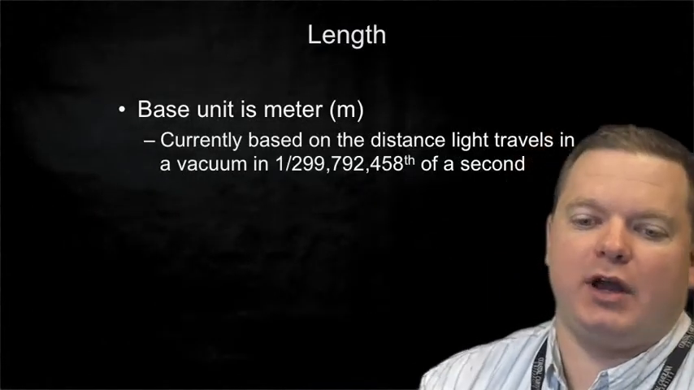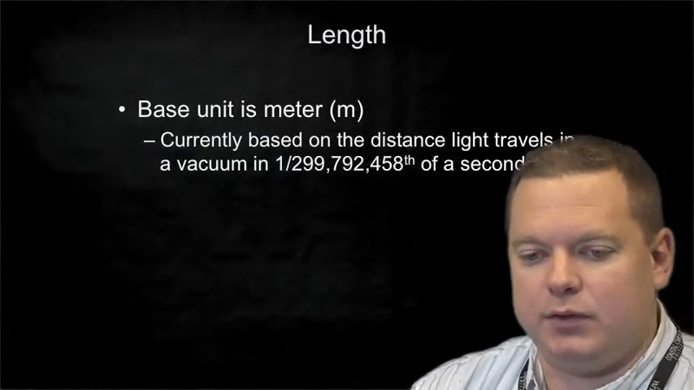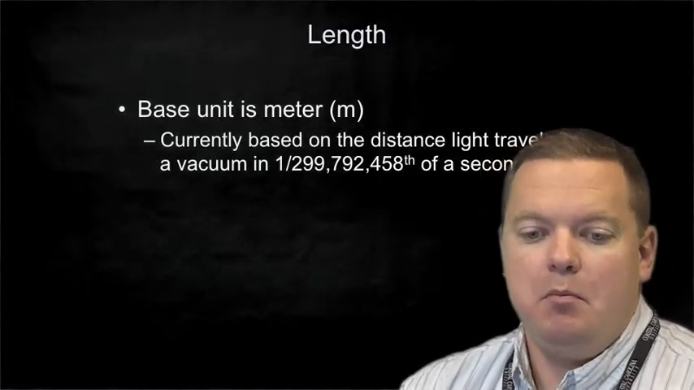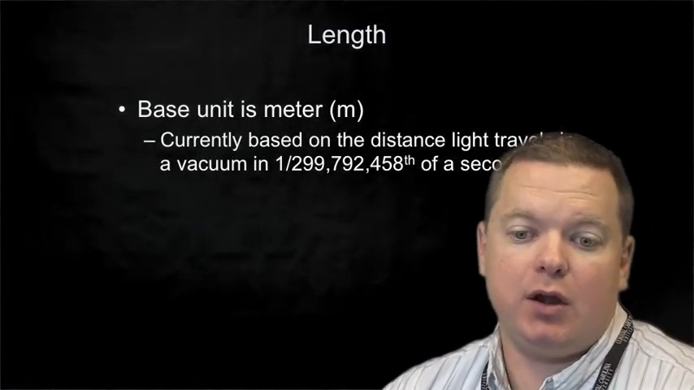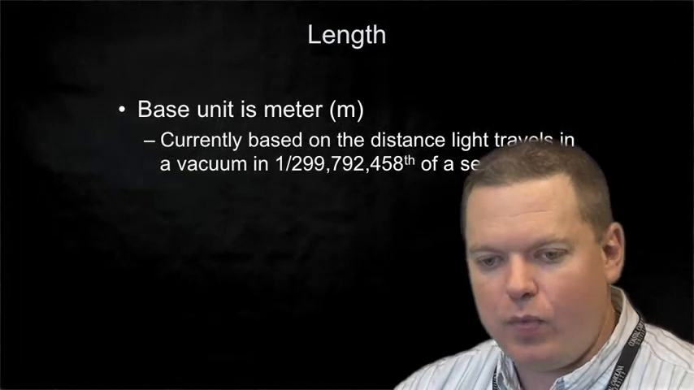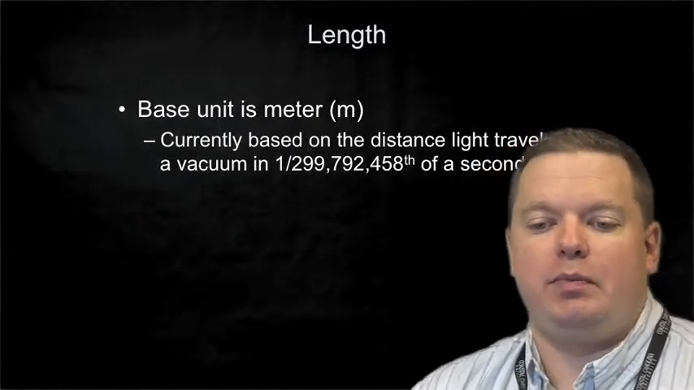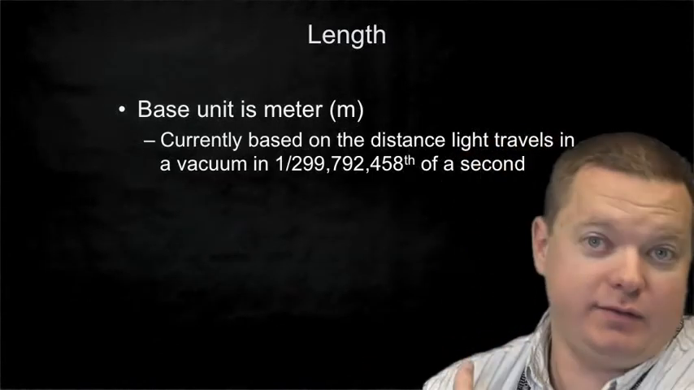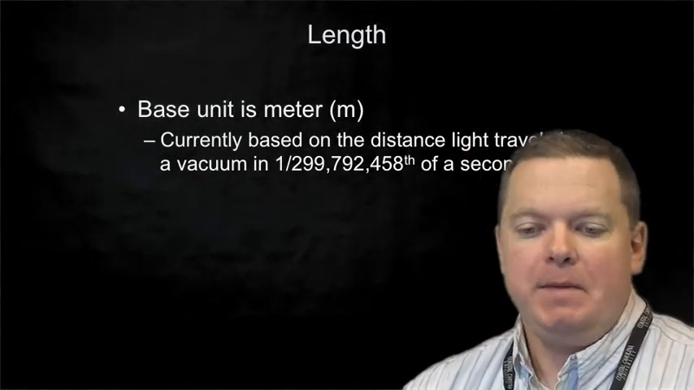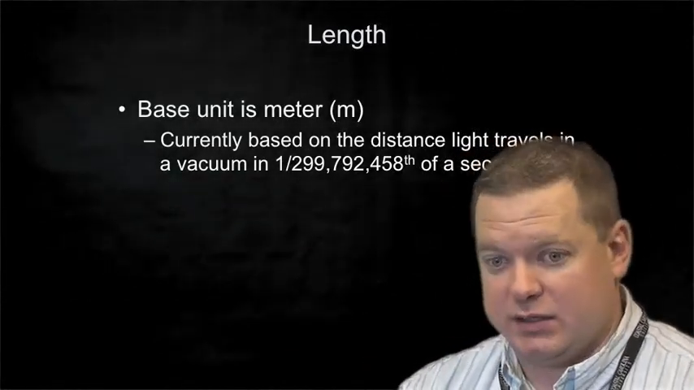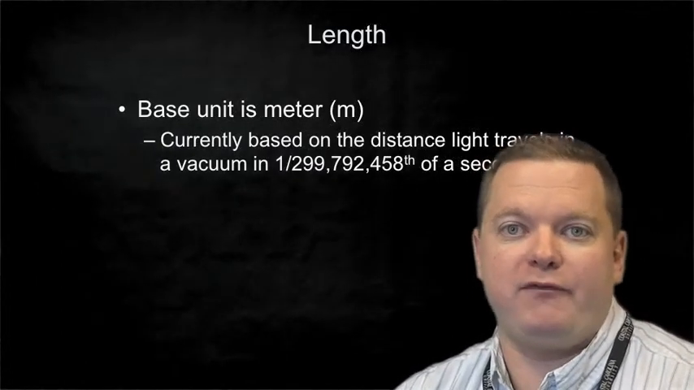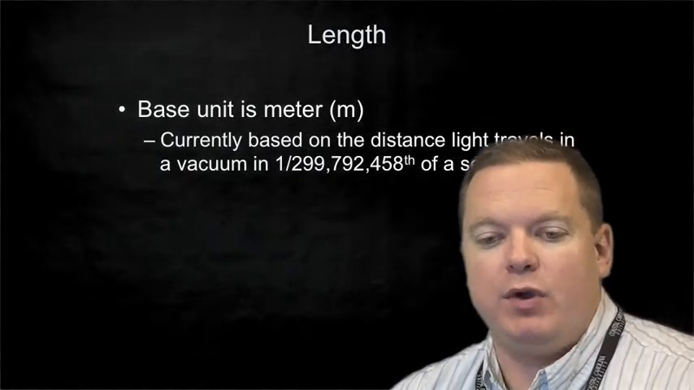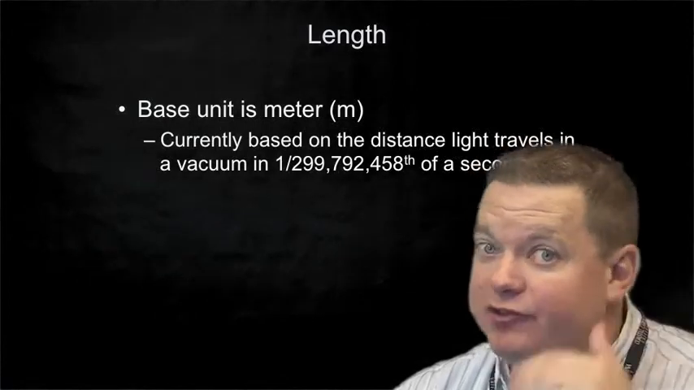The next property we're going to talk about is length. Length has a base unit of the meter, little m, and it is currently defined by the distance light travels in a vacuum in a certain amount of time, that fraction of a second. So that's measured based on the speed of light.